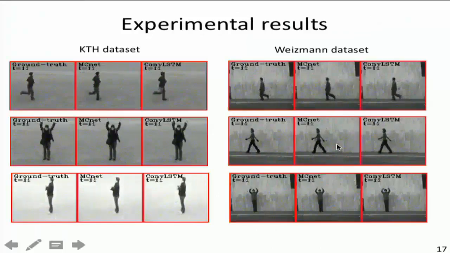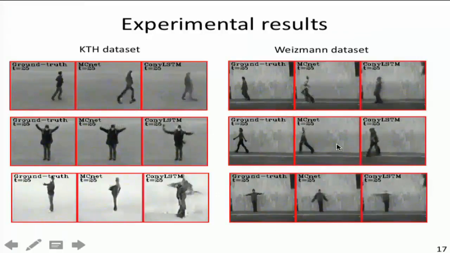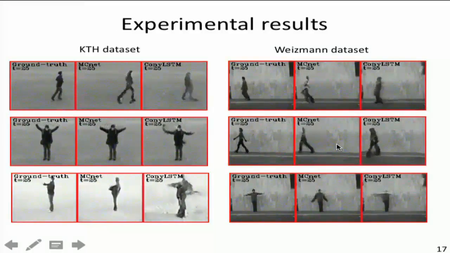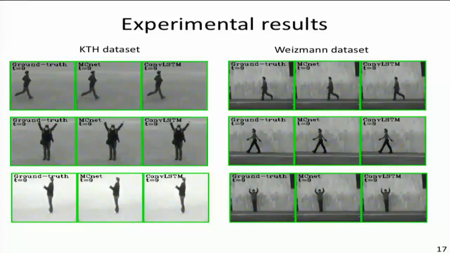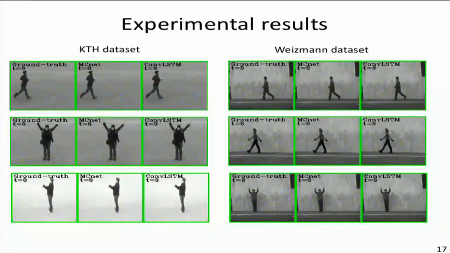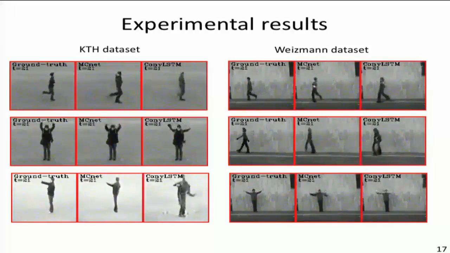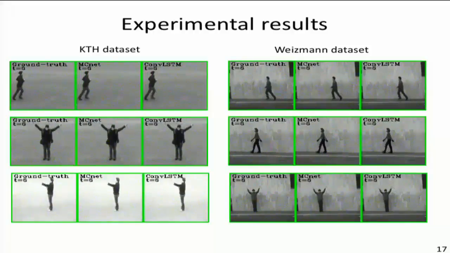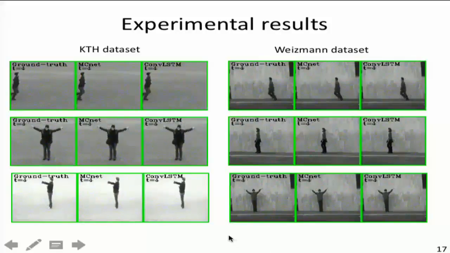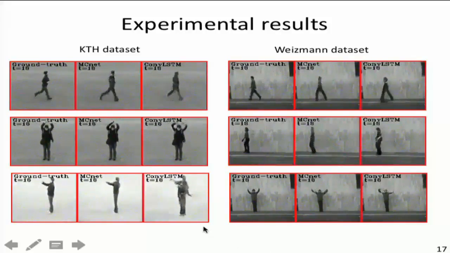To show you some results, these are results on relatively simple datasets, such as KTH and Weizmann. The high-level take-home message is that this architecture is able to model periodic motion quite well, probably better than the existing very strong baseline called convolutional LSTM.